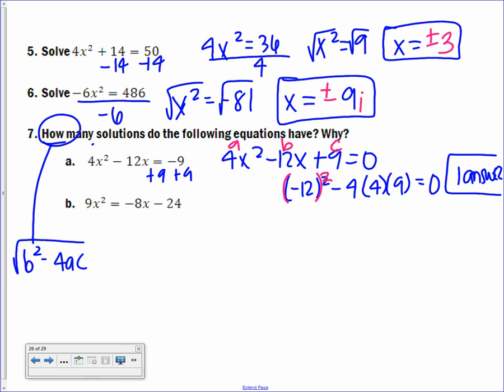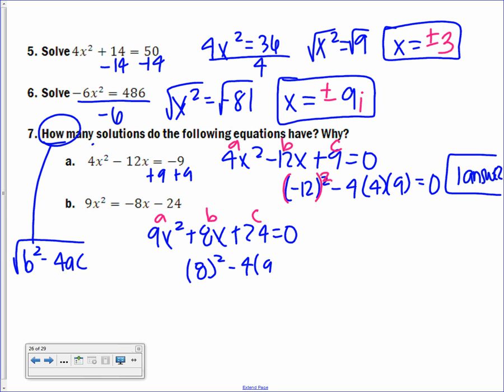Okay, let's try part B. Again, let's get this in standard form first. So I would add over my 8x and I would add over my 24, so it's set equal to 0. Now I know my A is 9, my B is 8, and my C is 24. So I'm going to have 8 squared minus 4 times 9 times 24. If I do that out, I'm going to get negative 800.